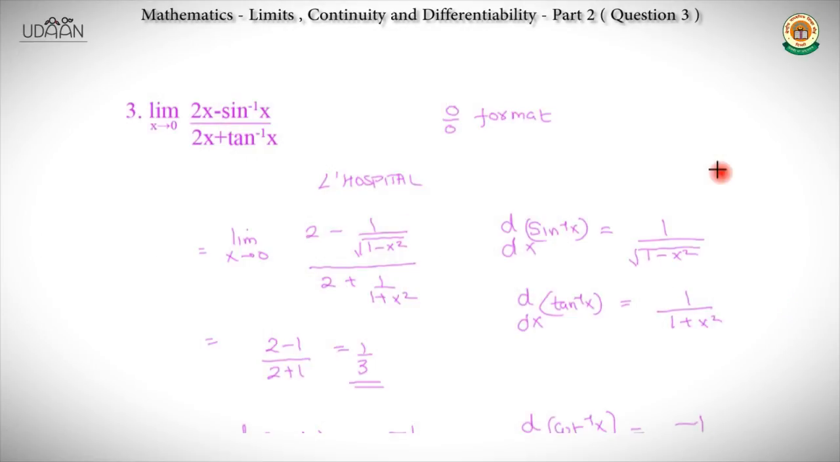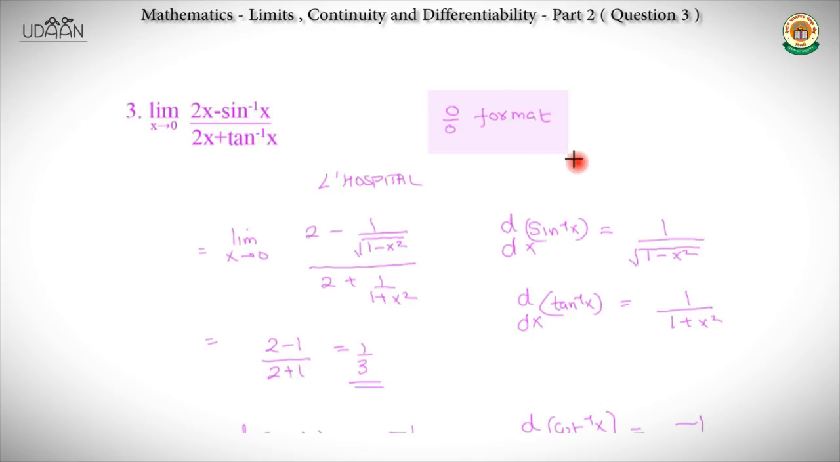So coming to the third question, this asks us to find the limit of (2x minus sine inverse x) divided by (2x plus tan inverse x) as x tends to 0. Looking at this question, if I substitute x as 0, 2x becomes 0, sine inverse x becomes 0, tan inverse x also becomes 0. So it lies in a 0 by 0 format.